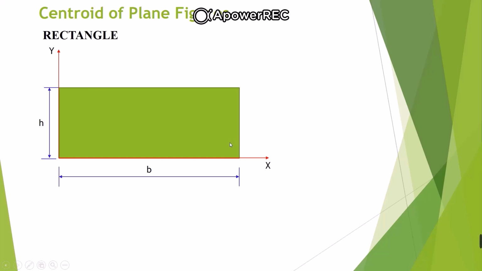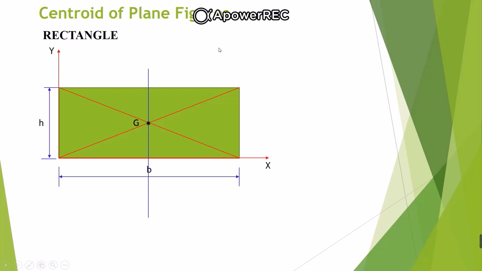Now there are two methods for finding out the centroid. First one is by drawing the two diagonals. The centroid is the point where the two diagonals meet. I am going to represent that by capital G here. So this point denotes the centroid of this rectangular section. This is one method of finding out the centroid.